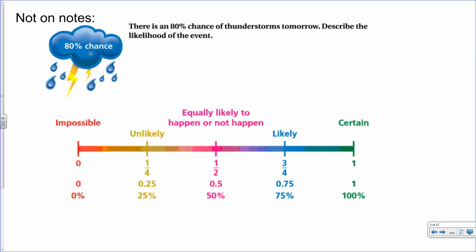So this is not on your notes. Let's look at it. There's an 80% chance of thunderstorms tomorrow. Describe the likelihood of the event. Well, 80% is close to 75. So you would say in this case that it is likely to rain. When the weathermen talk about percentages, they just kind of consider whether something is likely to happen or unlikely to happen.